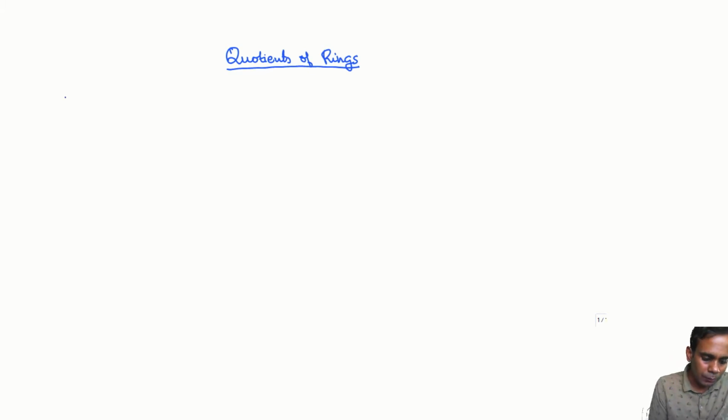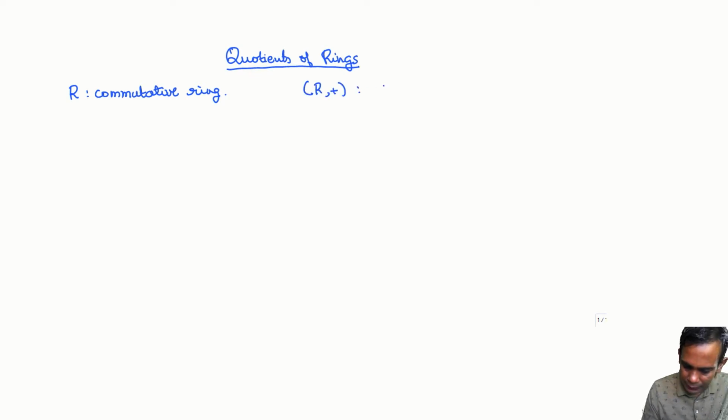Let's talk about quotients of rings by ideals. The easier case is that of a commutative ring. Let's begin with that. So suppose R is a commutative ring. Okay, remember when R is a ring, then (R, +) is an abelian group. Okay, and what you can do is you can take the quotient of R by an ideal. So let I be an ideal of R.